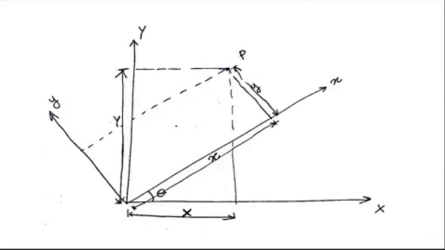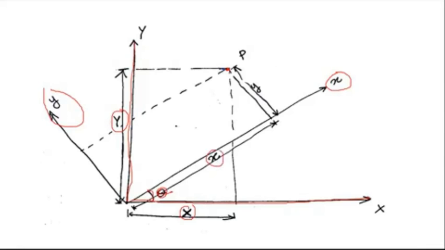So I have taken a point P in a plane. Let this capital X and capital Y be the global axis. Now I am going to take another axis, the local axis, small x and small y, such that the local x-axis makes an angle theta with the global x-axis. Now let x and y be the coordinates of P in the local axis, and capital X and capital Y be the coordinates of P in the global axis. And if this is the data, you can write small x and small y in terms of capital X and capital Y.